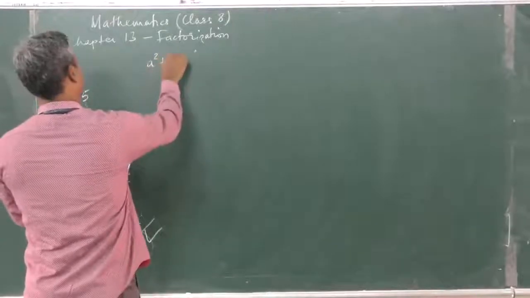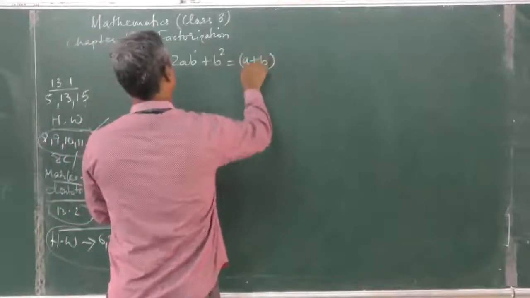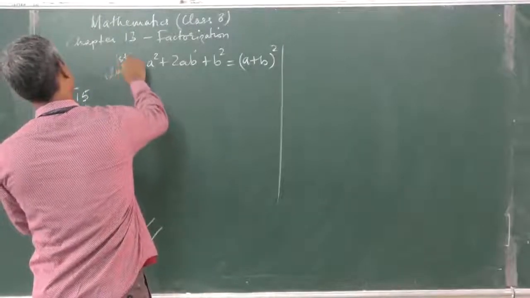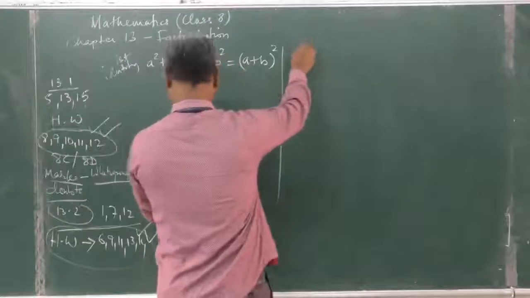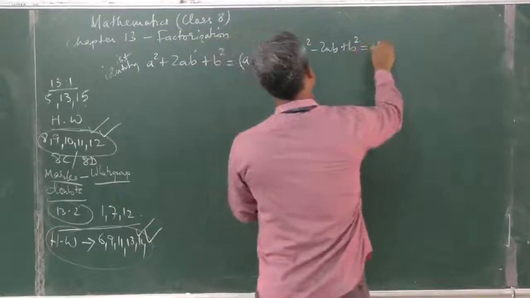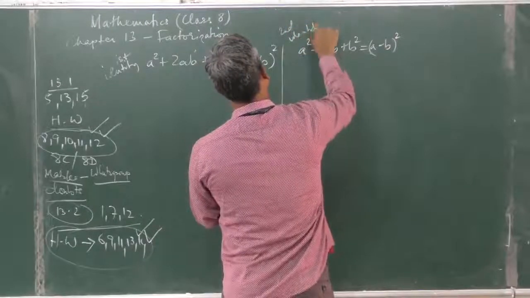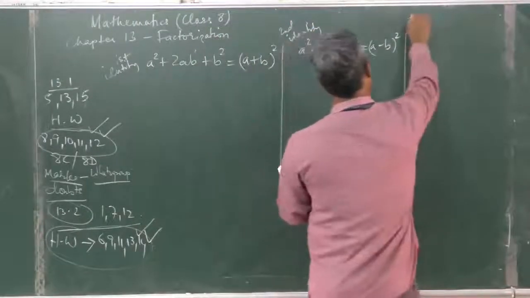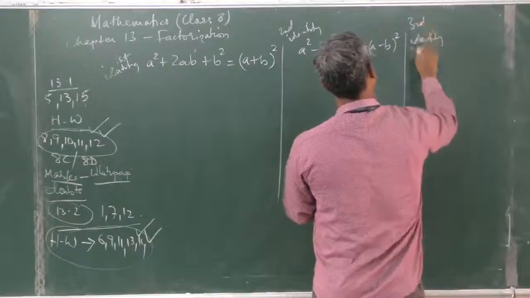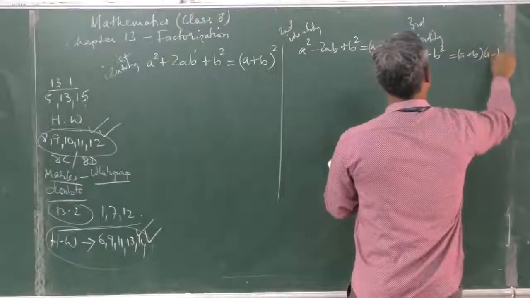First identity, a square plus 2ab plus b square is equal to a plus b whole square. That is the first identity. Second, a square minus 2ab plus b square is equal to a minus b whole square. That is the second identity. And the third identity is a square minus b square is equal to a plus b into a minus b.